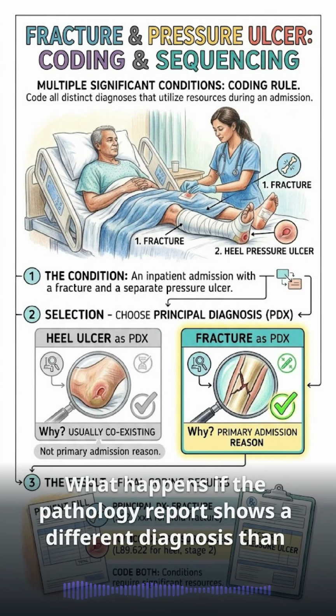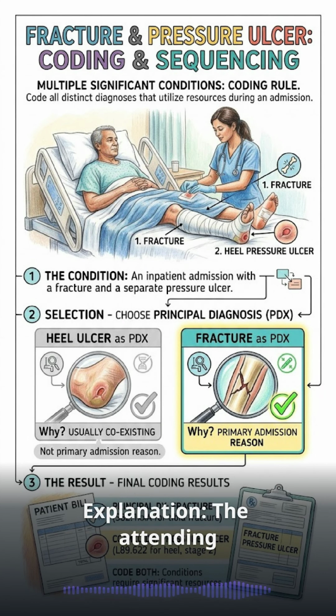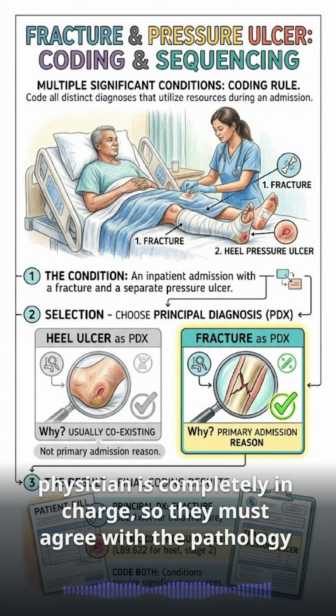18. What happens if the pathology report shows a different diagnosis than the main doctor listed on the chart? You cannot code directly from the pathology report, so you must query the attending physician for clarification first. The attending physician is completely in charge, so they must agree with the pathology findings before we code.